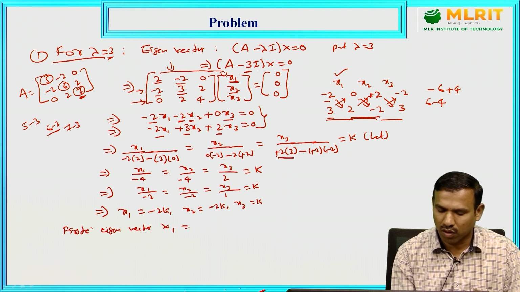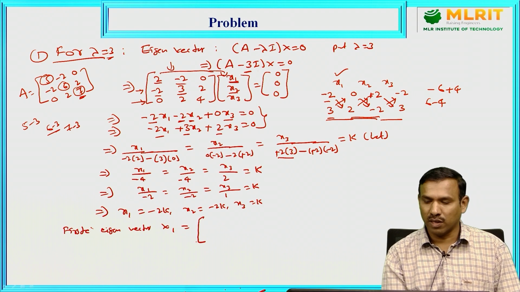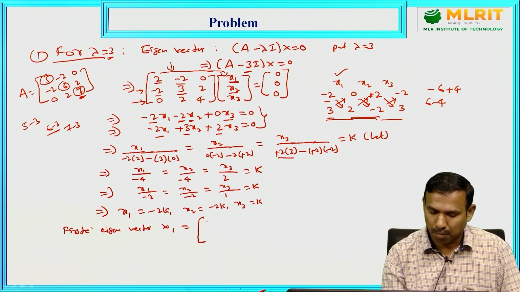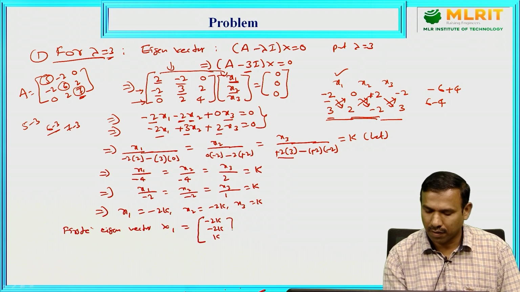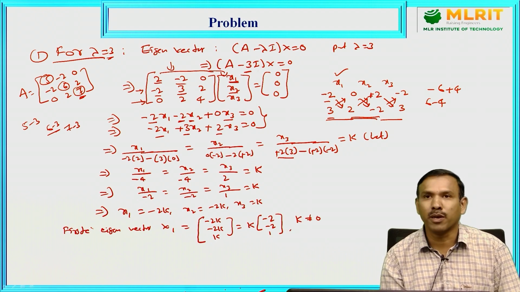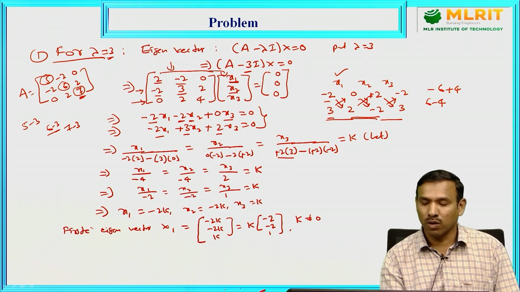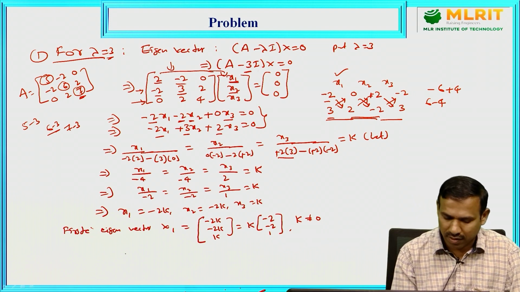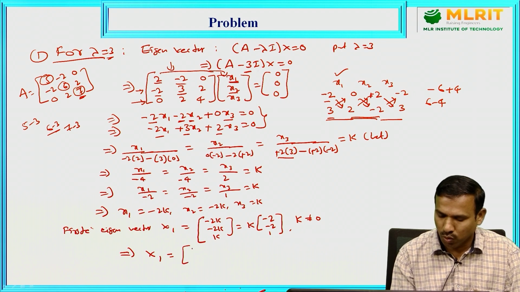x1 is equal to minus 2k, k. If you take k common, that is minus 2, 1. So always k will be not equal to 0. Why? Because if k is 0, this total vector will become the 0 vector. An eigenvector must be a non-zero vector. So that is x1 is equal to minus 2, 1.